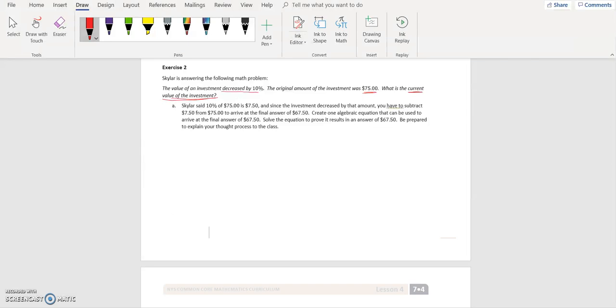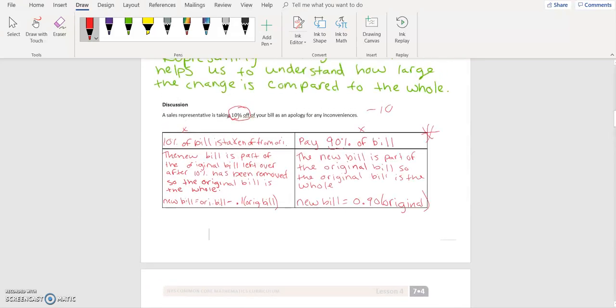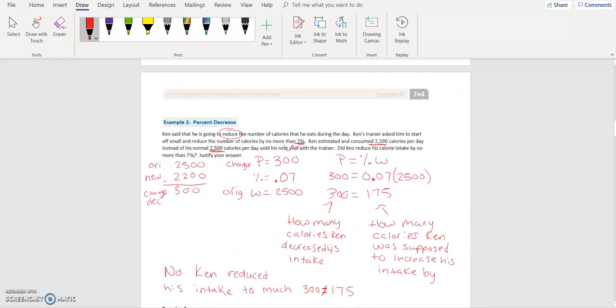Skylar said you can say 10% of $75 is $7.50, which it is. If you do 0.1 times 75, you're going to get $7.50. And since the investment decreased by that amount, you have to subtract $7.50 from $75 to arrive at the final answer of $67.50. Okay, so his is correct. He is doing this way on the left, our discussion on the left, the 10% of the bill, so subtracting.